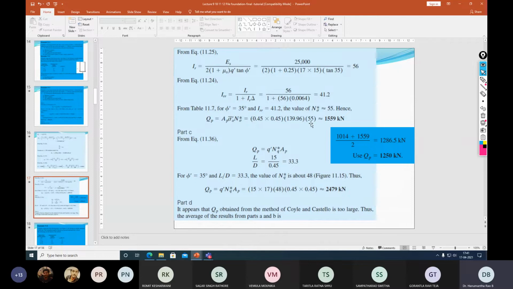Therefore, if you are confident, you can take the average of all three. Here in this case, it is presumed that the last method, Coyle and Castellanos, has given a very high value. So the average of Meyerhof and Vesic can take care. That is the average of 1014 plus 1559 by 2, so approximately 1250 kilonewton is the ultimate point bearing capacity. And if you want to determine the allowable, divide 1250 by the factor of safety, maybe 3 or maybe 4.